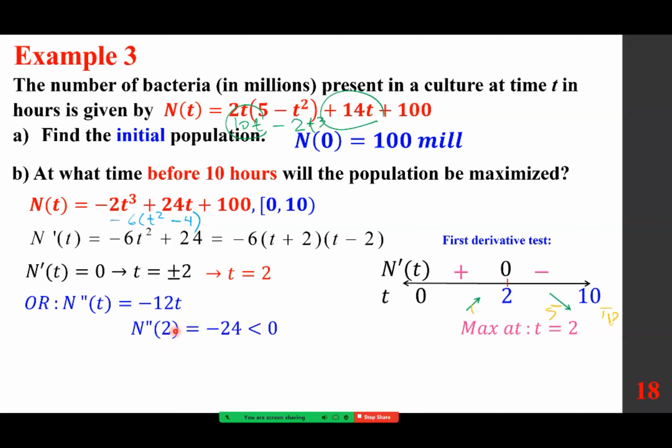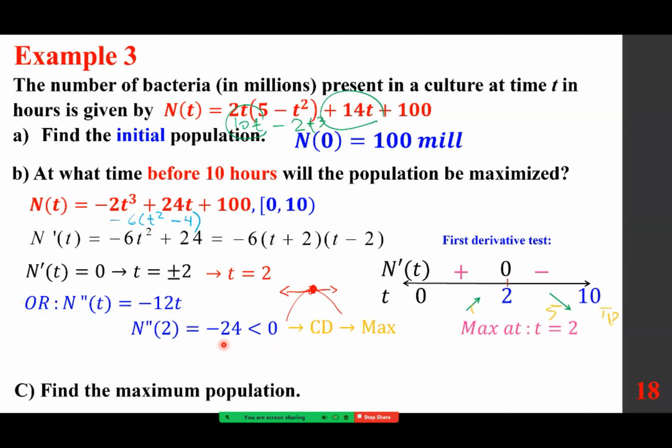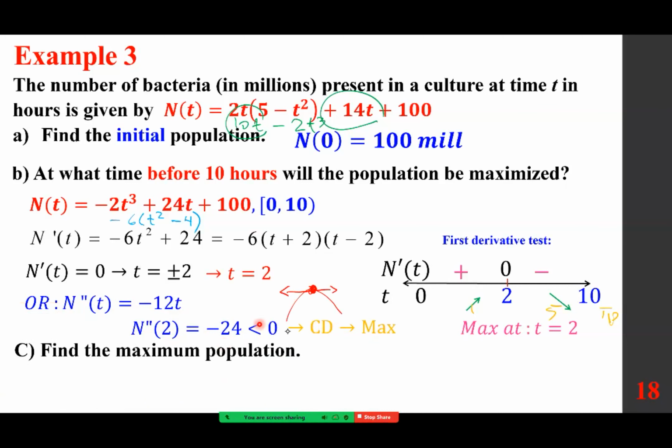If the second derivative is negative, that means concave down. That means maximum. So negative means concave down, which looks like this in that vicinity. So the maximum occurs at that point. That's why for applications, I believe this is a tad easier to find the maximum population. Put this number t equals 2 into the original function or the one we found. Makes no difference whatsoever. The original one is a tad easier.